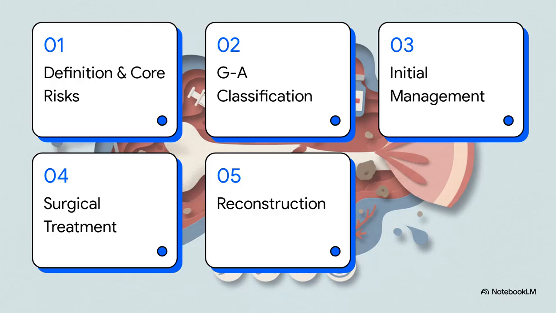First, we'll nail down the definition and the core risks that come with it. Then we'll get into the absolute cornerstone of classification, the Gustillo-Andersen system. After that, we'll walk through the initial management protocol, then the definitive surgical treatment, and we'll wrap it all up with a look at reconstruction and the key principles that guide everything we do.